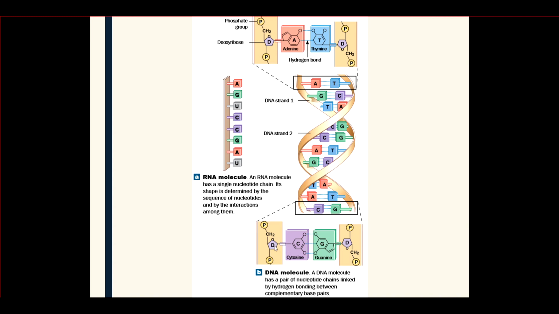So notice, guys, off of this 5-carbon sugar here, this is actually deoxyribose, there's a cytosine. On the other strand, we have our sugar and our phosphate group, but here is a guanine. So notice cytosine base pairs with guanine. So now the left strand and the right strand are held together.